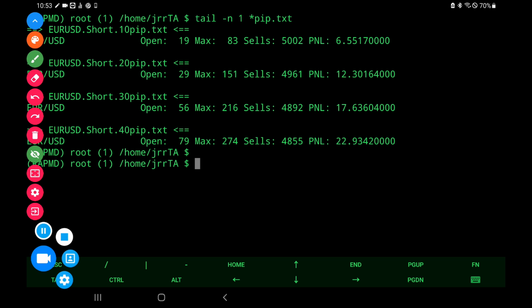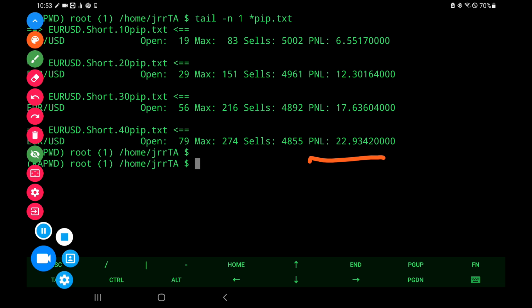Now, we keep going though. 30 pips, $17 profit. That's very good. Not much change in terms of the selling points, but the maximum positions has gone up again, and so have the open positions. So I'm sure you can see the pattern here, even as we look at the 40 pip take profit, $22 in profits.